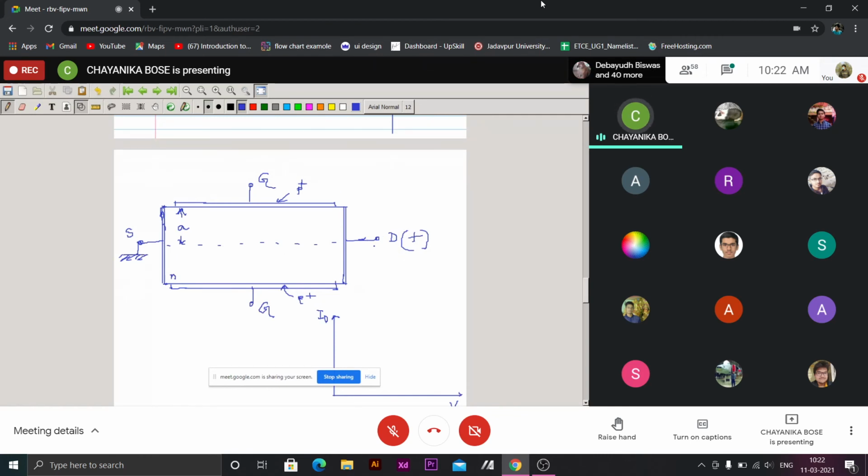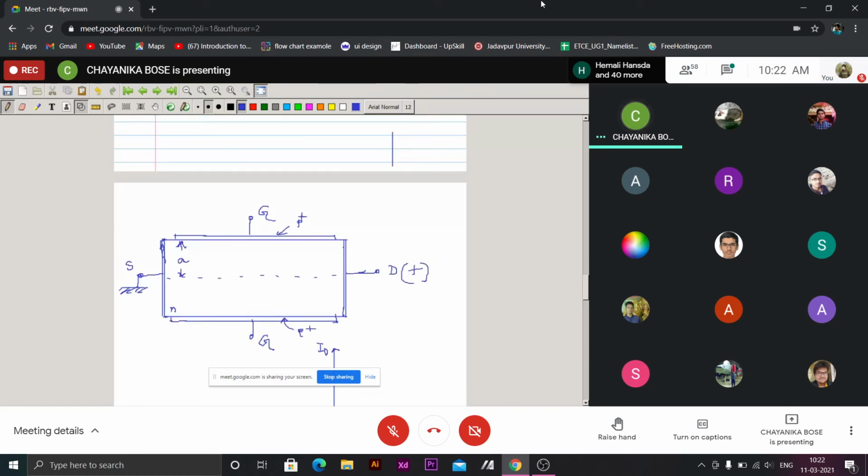So current only flows between these two terminals. There is the drain current and two voltages, the drain voltage VD and the gate voltage. These two voltages will influence the current flowing through the channel.